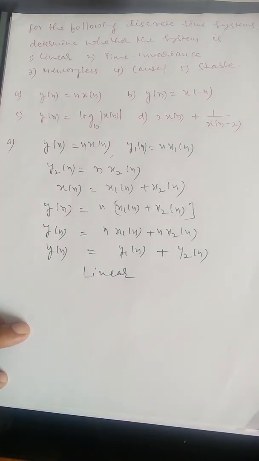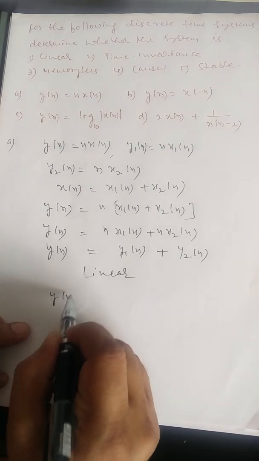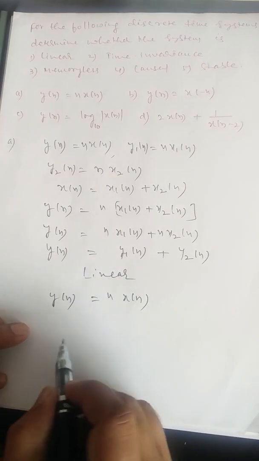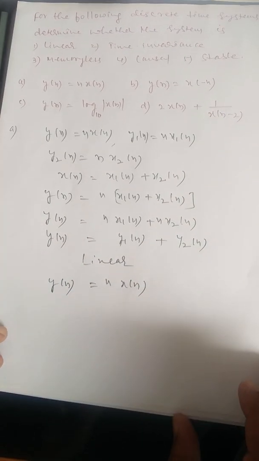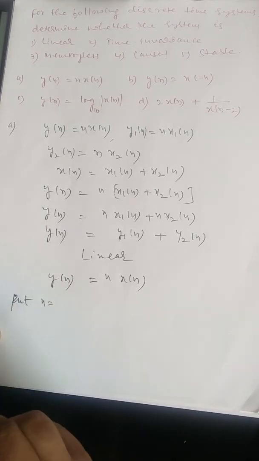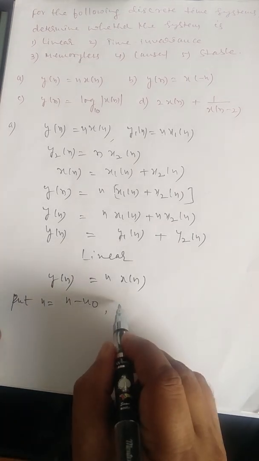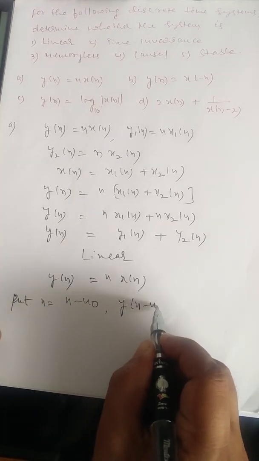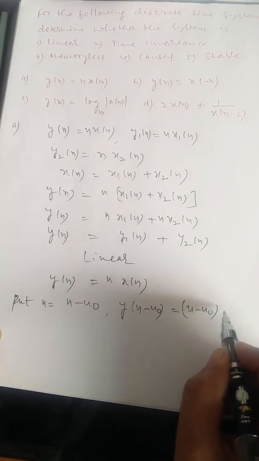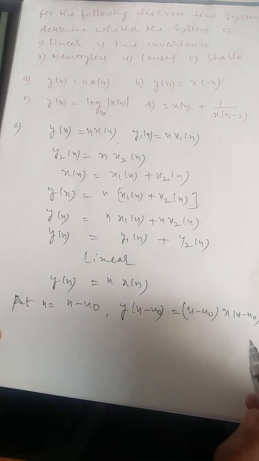Next, for time invariance. To say it is time invariant, we have y of n is equal to n into x of n. To check for the time invariance property, put n is equal to n minus n naught. Then you will get y of n minus n naught is equal to n minus n naught into x of n minus n naught.